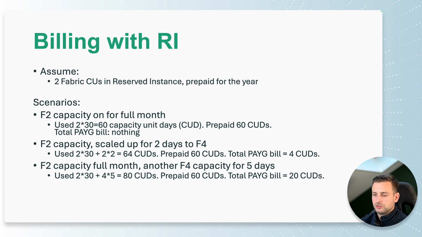We then will have used during that month 2 compute units for 30 days, that's the full month F2 capacity, and 4 units for 5 days, that's the F4 for 5 days. So in total we will have used 60 plus 20 is 80 CUDs. We prepaid in our reserved instance for 60 CUDs, so our total pay-as-you-go bill will be 20 additional CUDs. And those 20 additional CUDs, they will go again for the pay-go rate, so the higher rate.